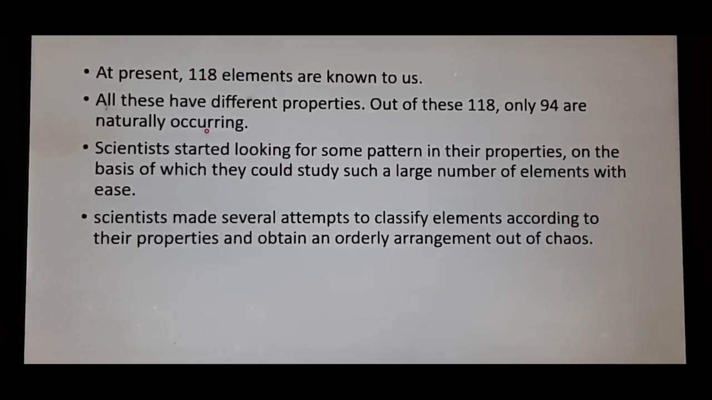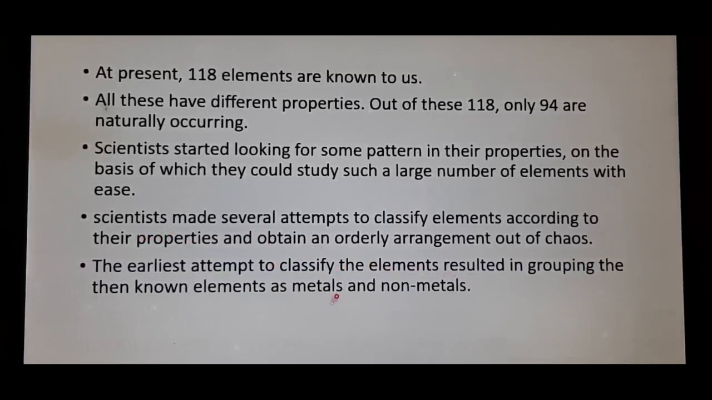118 elements are known to us today. Several attempts were made to classify elements according to their properties and obtain an orderly arrangement out of chaos. The earliest attempt was to group them as metals and non-metals. Now let's look at the works of different scientists, what they have done, how they classified different elements and how they helped us.